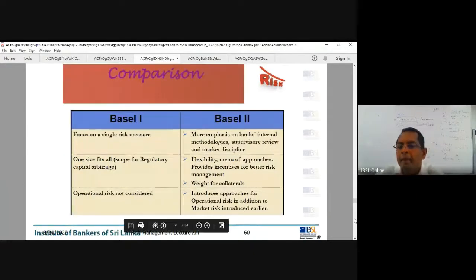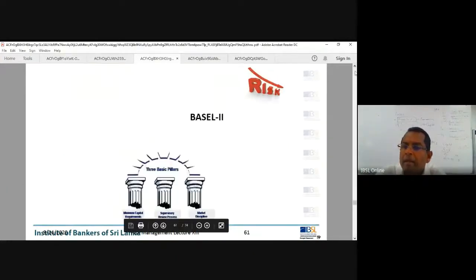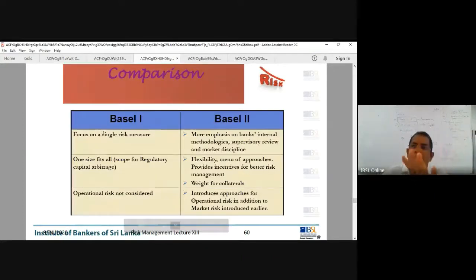Right. This is the place I just touched upon. The difference between Basel 1 and Basel 2. Basel 1 was focusing mainly on a single risk, which is the credit risk. Then one size fits all, with scope for regulatory capital arbitrage. Then operation risk was not considered. Initially, Basel 1 started with credit risk. Then subsequently, they started considering market risk as well. However, they didn't bother about the operation risk.